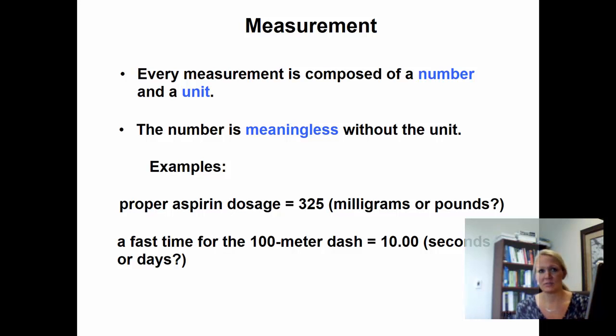Just like if you say there's an aspirin, the dosage is 325. Well, 325 pounds, 325 milligrams? Obviously it'd be more like milligrams, but you get the idea. So unless you report that unit, that number means nothing when you measure something.